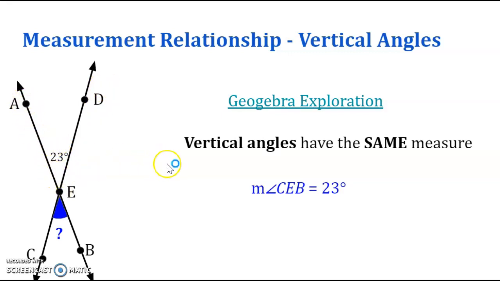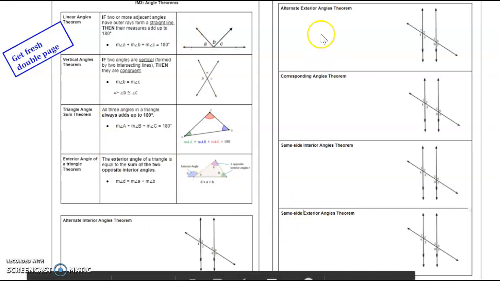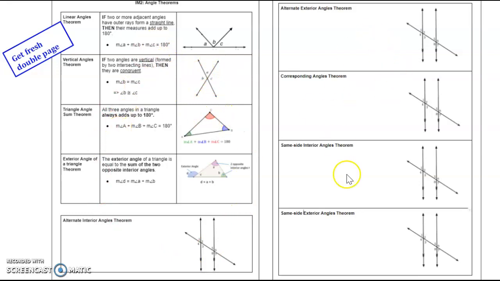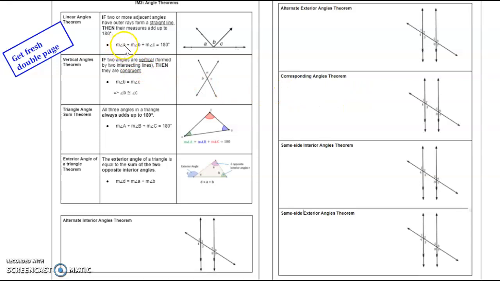is 23 degrees. Alright, so at this point, I am going to ask you to get a fresh double page. If you're using a notebook, get a fresh double page. If you are using binder paper, just get a fresh page, and you are going to label it so that it looks like this. The first page should look like this. The second page should look like this.